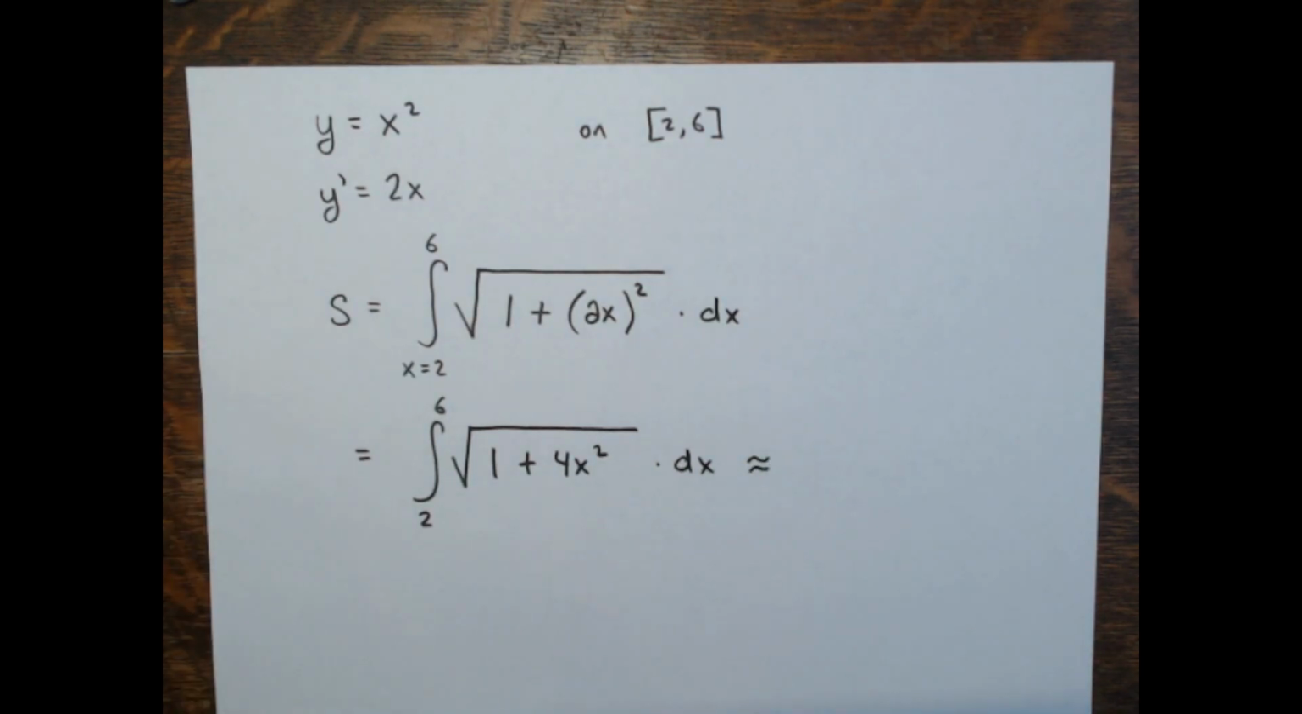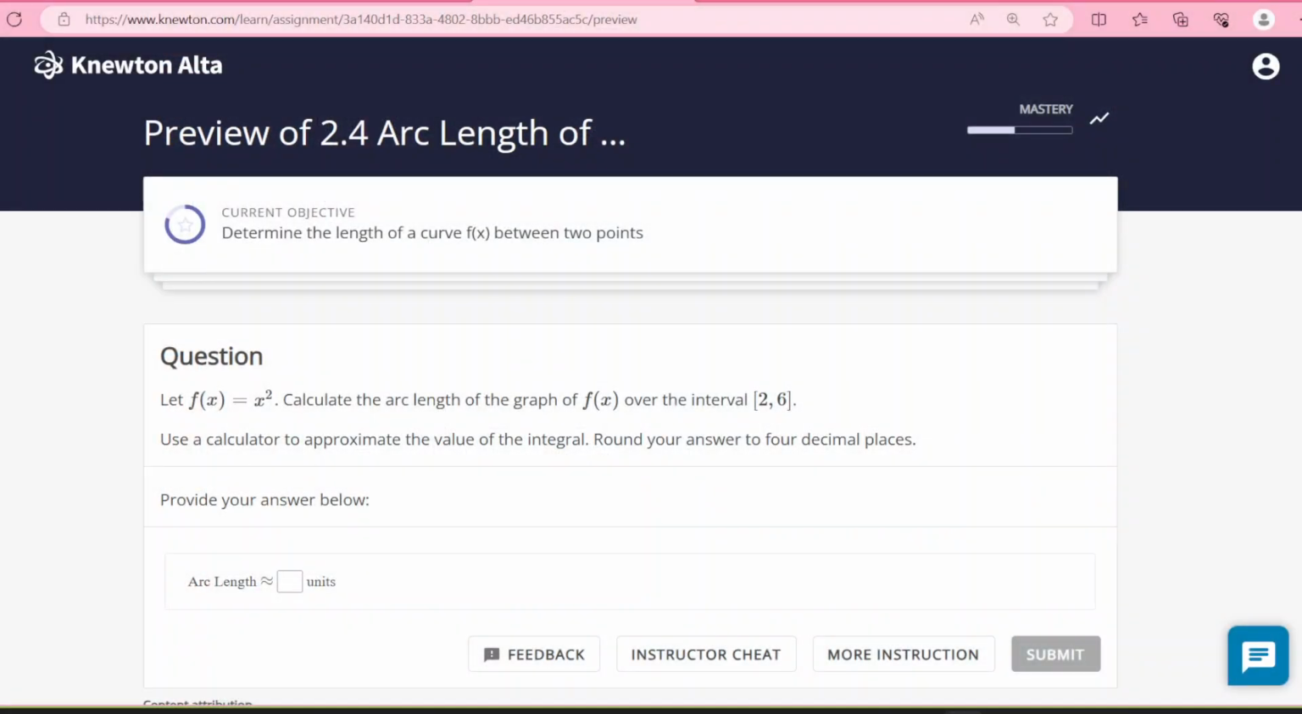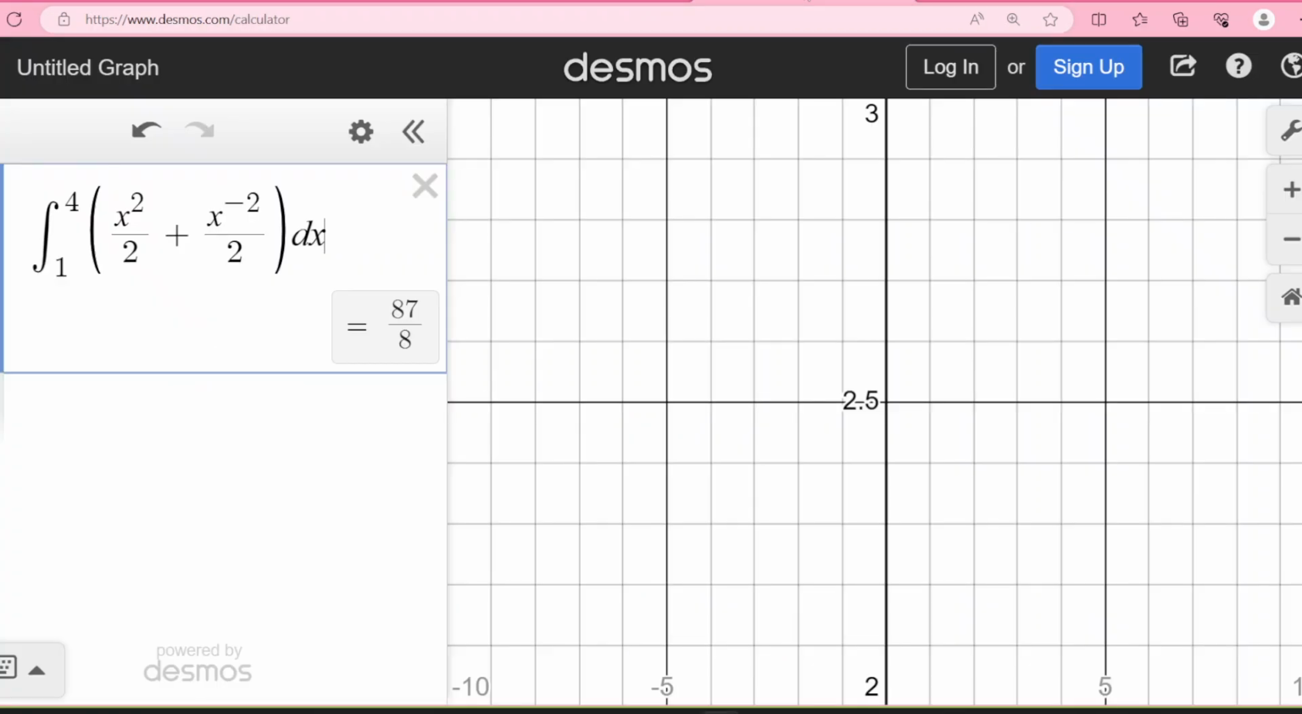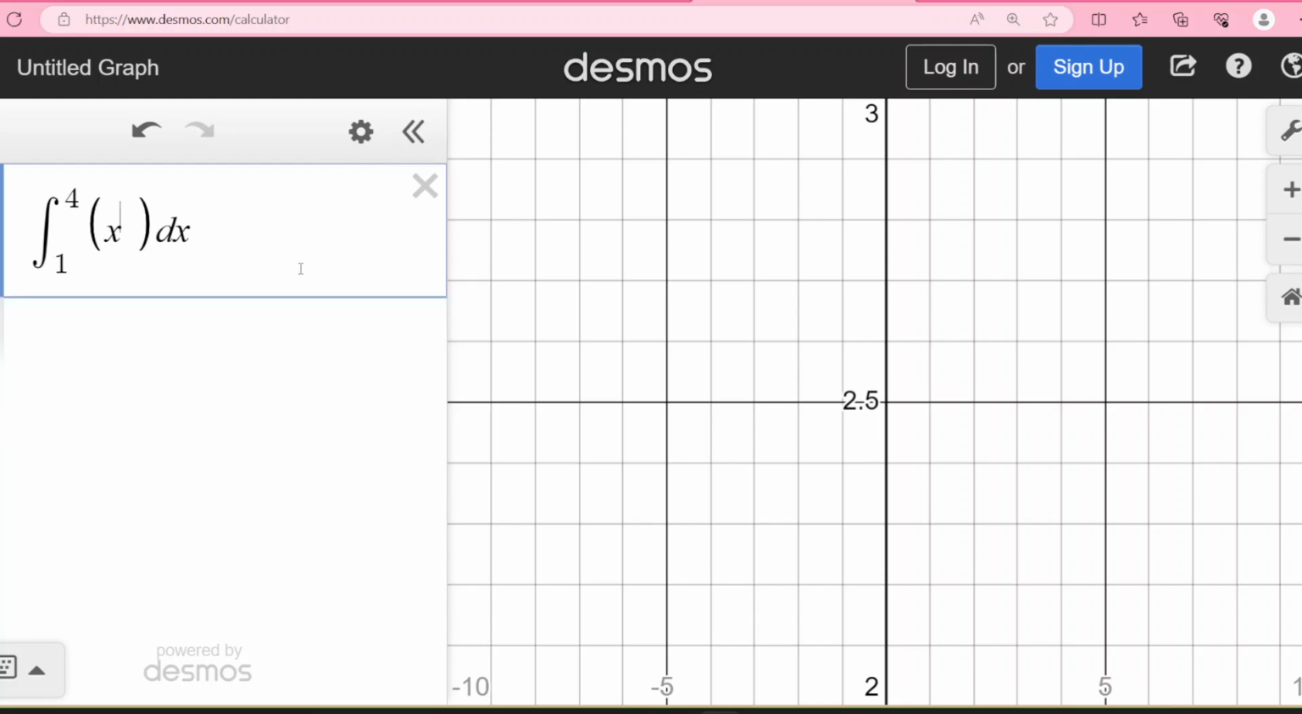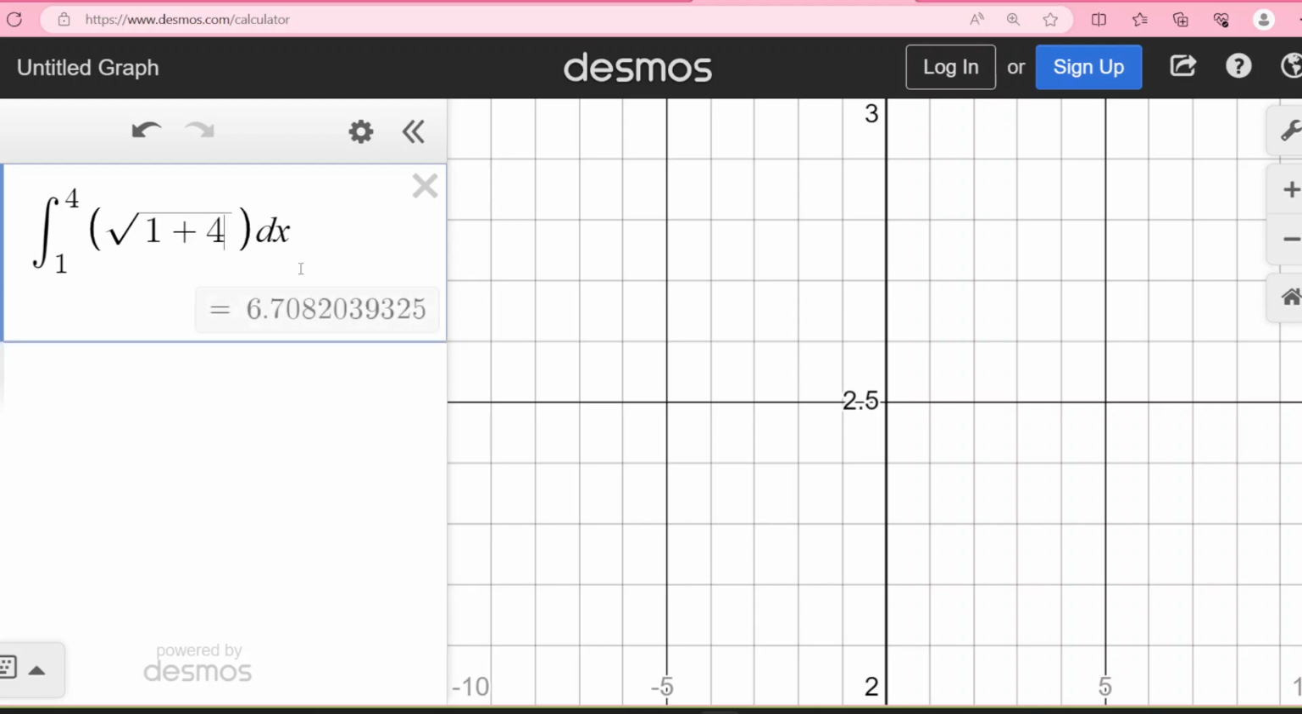And this is approximately, right? They want us to just simply enter this. There's really nothing we can do to evaluate that at the moment by hand. There are methods in the future we'll learn. So I'm just going to change this integrand here to the square root of 1 plus 4x squared. And the limits of integration, right, were from 2 to 6. So changing those from 2 to 6.